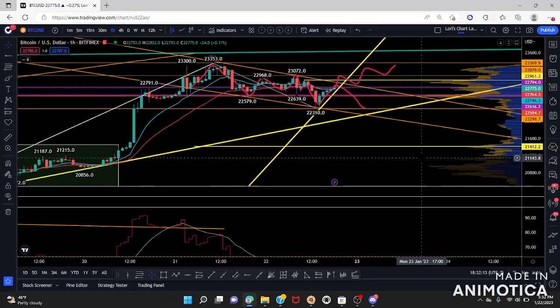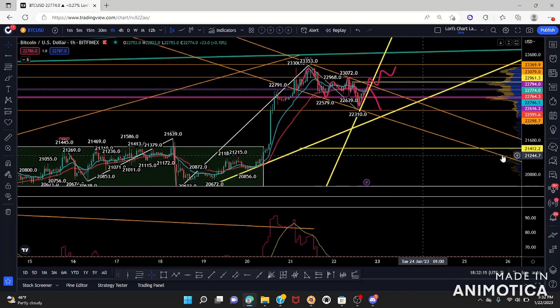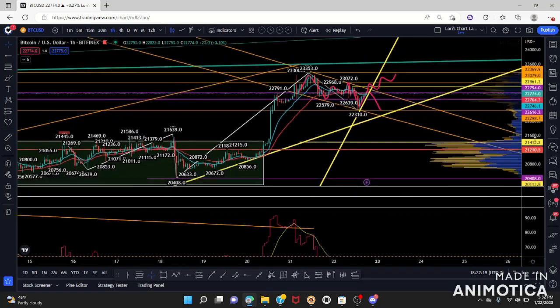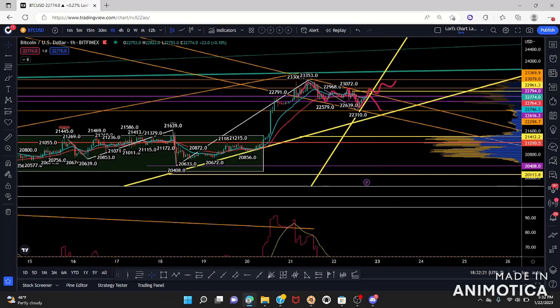And if we break to the downside, you do have your target of 21,412. That'll be our short target, and we'll take it one day at a time.